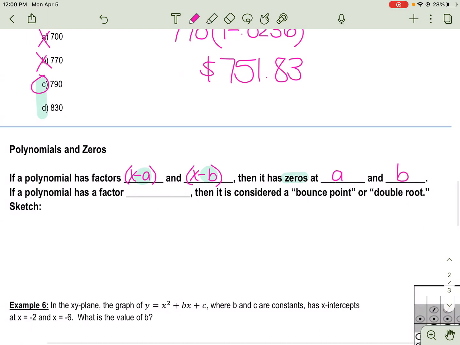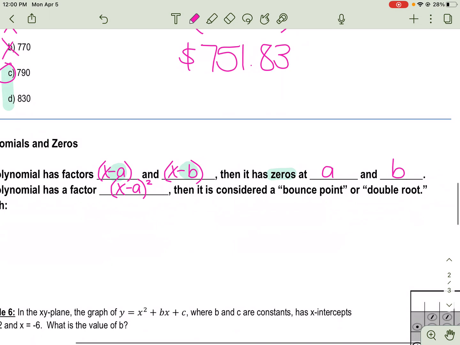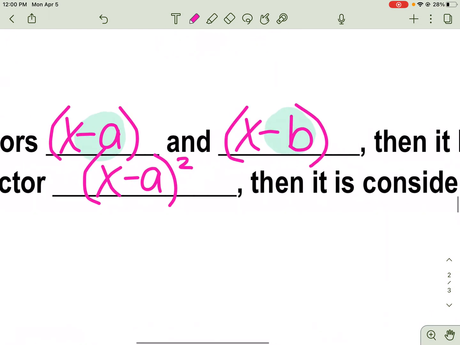If a polynomial has a factor that looks like x minus a squared, this is something called a bounce point or a double root. Basically it would have solutions at positive a and positive a, and the reason there are 2 is because it's squared.